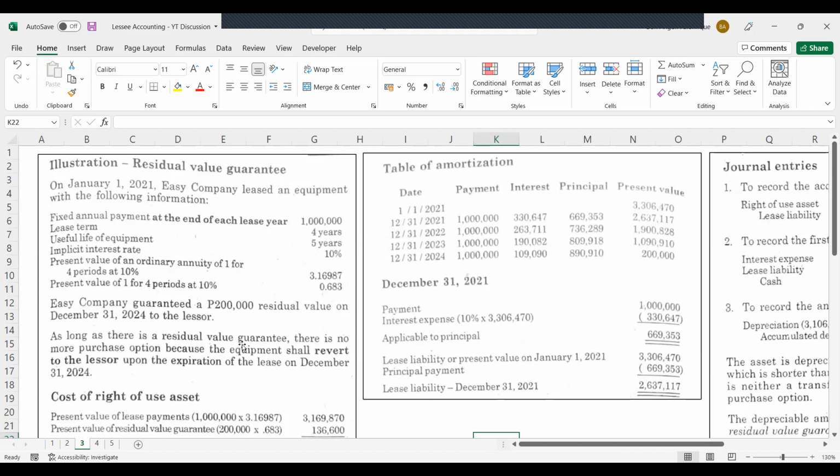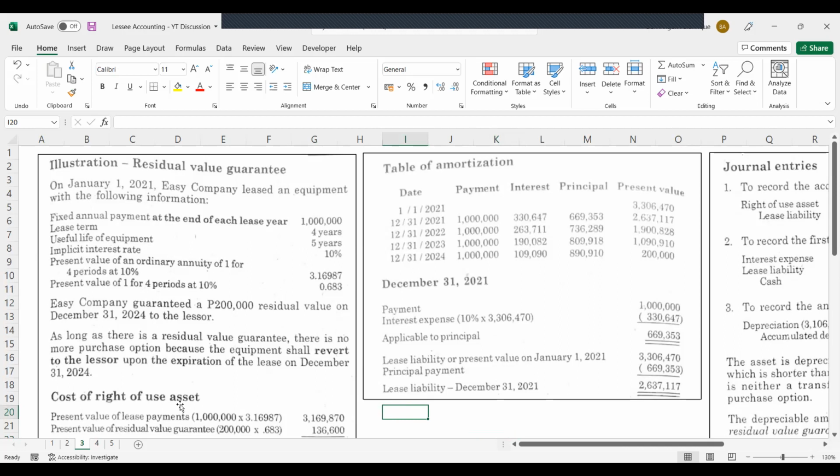As long as there is a residual value guarantee, there is no more purchase option because the equipment shall revert to the lessor. So, ibig sabihin, pag may residual value, hindi magkakaroon ng purchase option kasi babalik at babalik sa lessor yung equipment at the end.